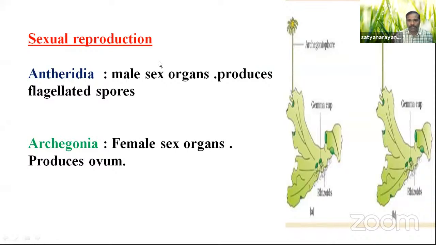Now, sexual reproduction. Sexual reproduction is done by the antheridium and archegonium. We already learned what the antheridium is. Antheridium is a male sex organ, and it produces biflagellated spores. Within the antheridium, the biflagellated spores are produced and come to the female sex organ, which is called the archegonium. Within the archegonium, a single ovum is present.